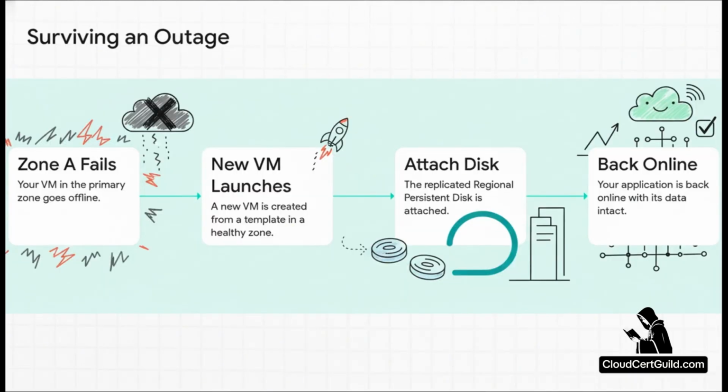By using something called a regional persistent disk, your plot of land was secretly being copied, in real time, to another nearby zone, the whole time. So when Zone A goes down, your master blueprint automatically kicks in and builds a new building over in the healthy Zone B. And then, and this is the magic trick, that brand new building just attaches to the perfectly replicated plot of land. And just like that, you are back in business with all your data safe and sound. We're talking minutes of downtime, not hours or days.